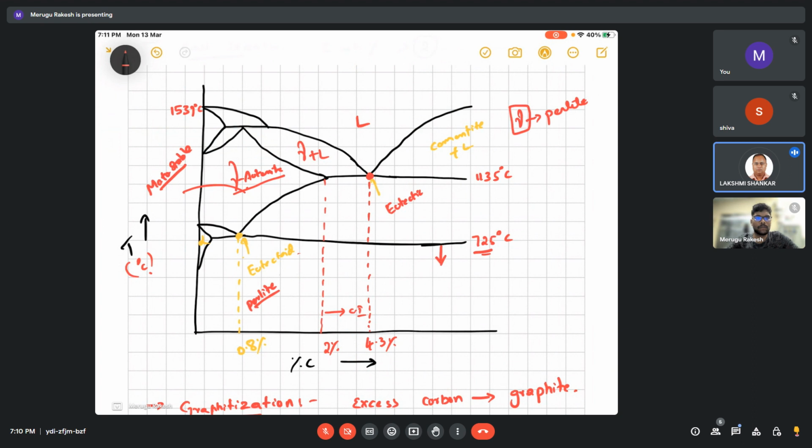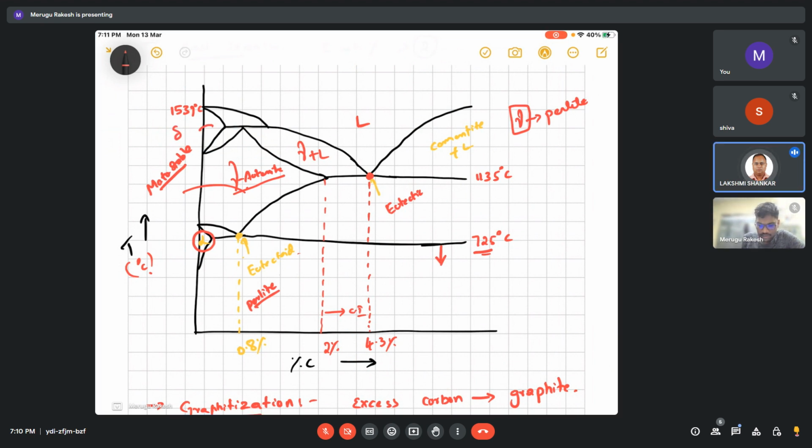Okay, sir. And sir, actually in the books it is alpha, beta, gamma, delta iron. Yes, alpha, beta, gamma, and delta. Actually, this iron diagram is sometimes difficult to remember. Alpha, beta, gamma, then austenite. So these are the phases they have given. So this is alpha iron. This is gamma iron. So we have delta here.